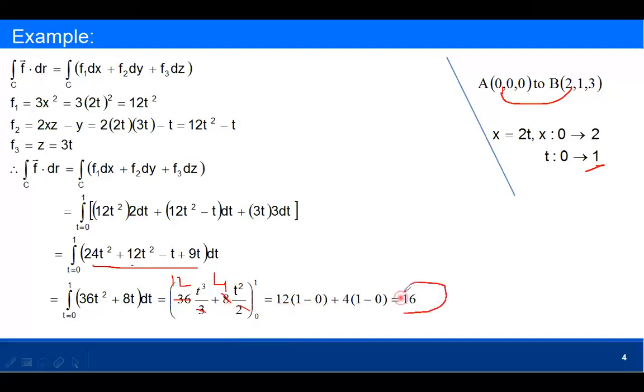Like that we have to find the line integral of F bar dot dr over the curve or a line, equal to F1 dx plus F2 dy plus F3 dz over the curve C. In case of finding the line integral, we convert everything in terms of a single variable, either x or y or z, or in terms of some unknown value t. Like that we have to calculate this.